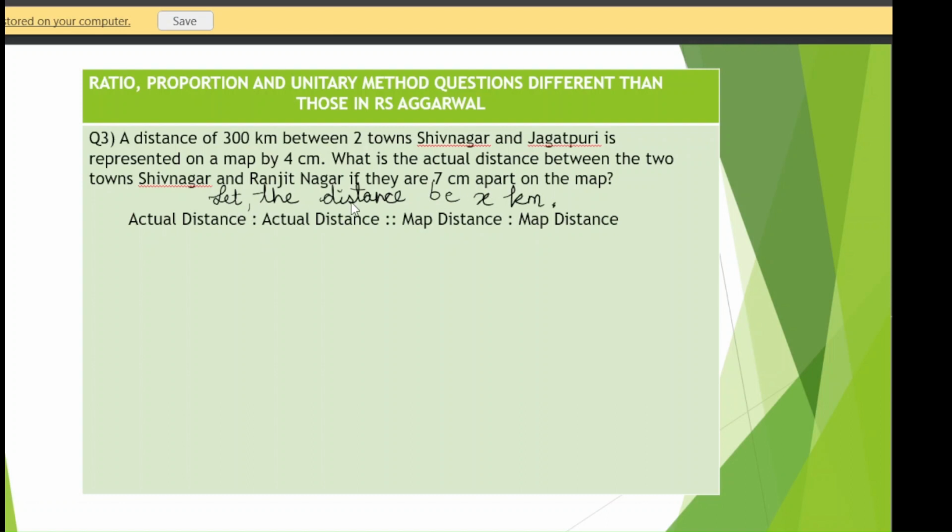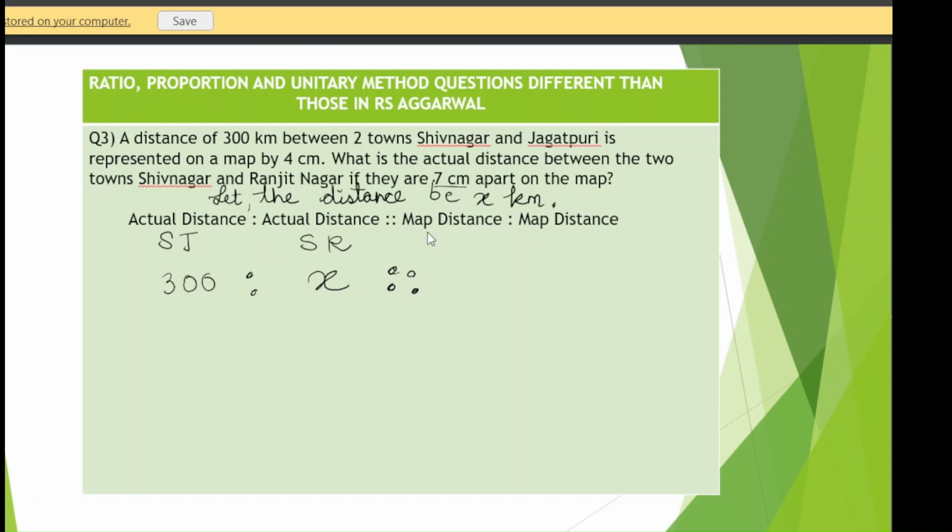So let the actual distance, I am not talking about the map distance because this is already given to us, the actual distance between Shivnagar and Ranjit Nagar be x kilometer. That I have taken as x. So actual distance between Shivnagar and, not Ranjit Nagar, but Jagatpuri, let that be 300. We'll write here 300, right? Actual distance between Shivnagar and Jagatpuri. Similarly, Shivnagar and Ranjit Nagar we have taken as x. Let's write here x.